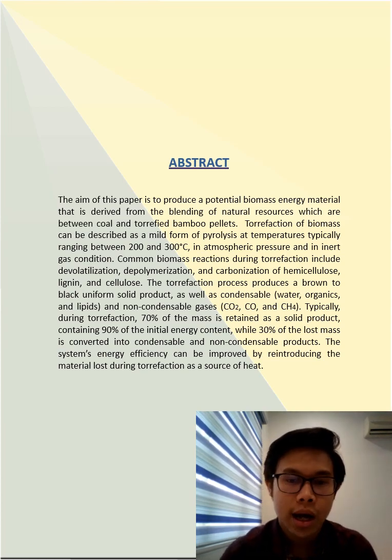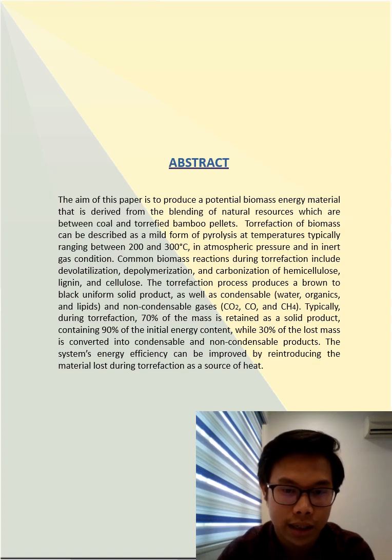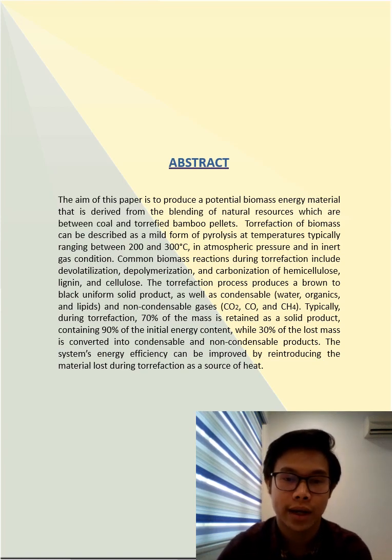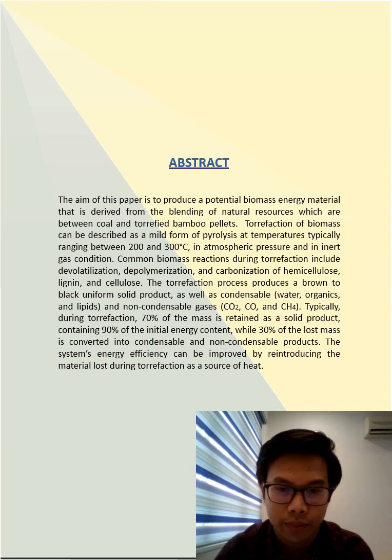Next, common biomass reactions during torrefaction include devolatilization, depolymerization, and carbonization of hemicellulose, lignin, and cellulose. This is the effect caused by torrefaction. The torrefaction process produces a brown to black uniform solid product as well as condensable water, organics and lipids, and non-condensable gas, which are carbon dioxide, carbon monoxide, and CH4 or methane.